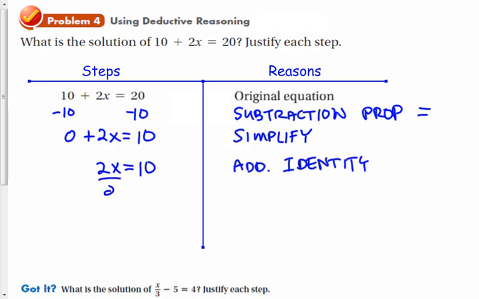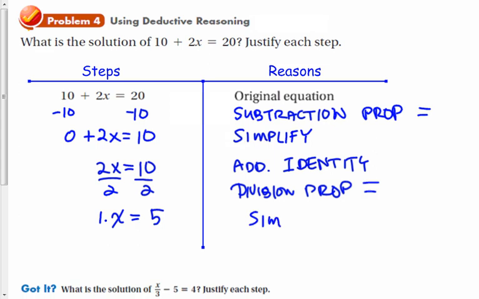And then we want to divide by 2 for our next step, and that's the division property of equality. And then I'm going to simplify that. 2 divided by 2 is 1x. Now I'm adding some steps you normally wouldn't do, but I'm really trying to prove this logically. So 2 divided by 2 is 1, right? And I just simplified there.